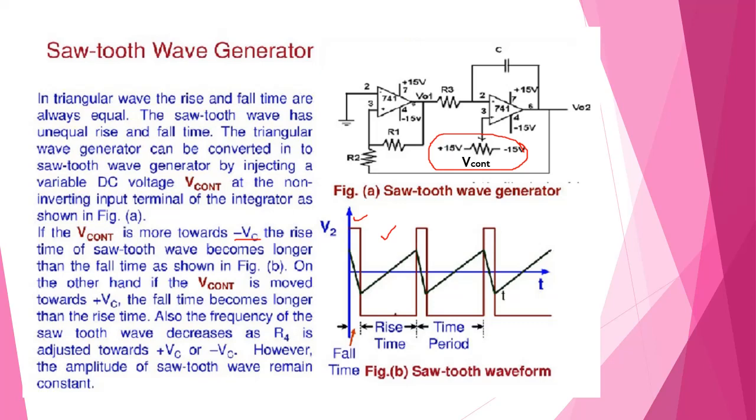If V control is moved toward plus VCC, the fall time becomes longer than the rise time. Also, the frequency of the sawtooth wave can be decreased as potentiometer R4 is adjusted toward plus VCC or minus VCC. And the amplitude of this sawtooth wave remains constant.